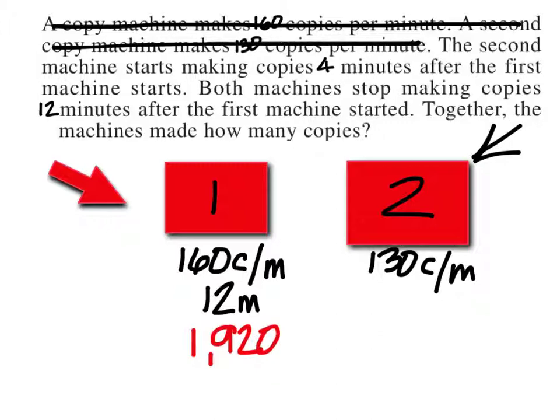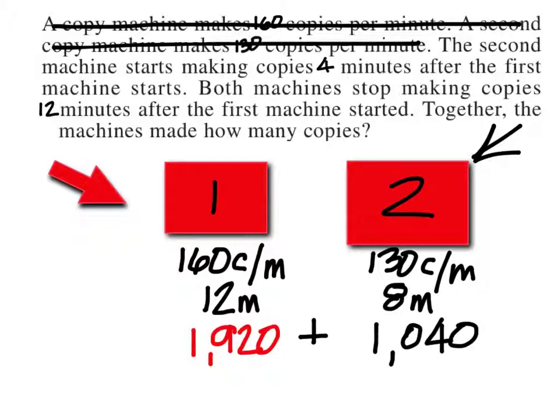Now the second machine. What we still need for the second machine is how long that machine ran. 8 minutes. How do you know it's 8? It started 4 minutes after the first one started. That's right. So if the first one ran for 12 and the second one started 4 minutes late, you take that 4 off the 12 and you come up with 8 minutes. So how many copies did the second machine make? 1,040.